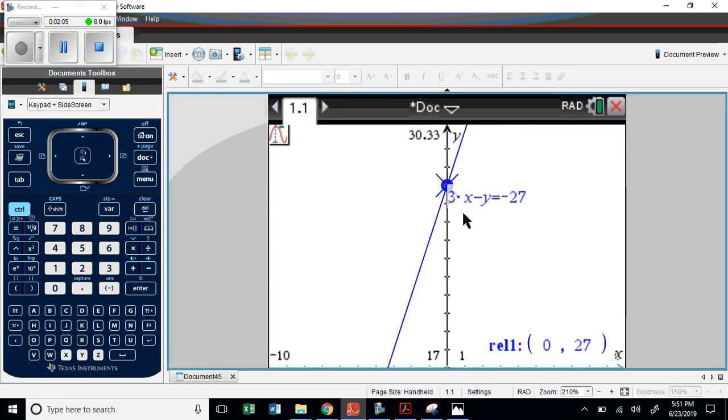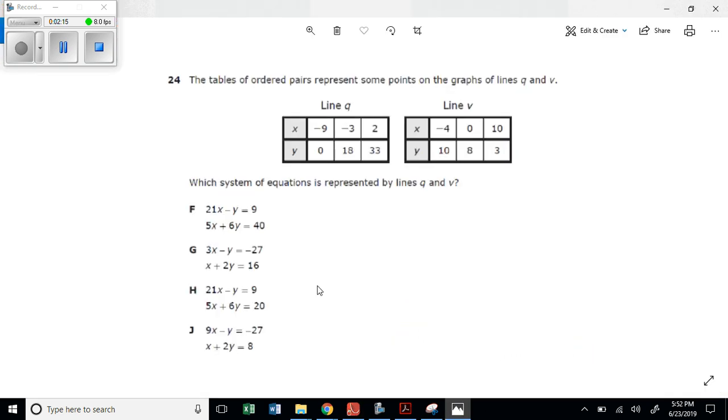Graph trace goes to our line, and it starts at the y-intercept. When x is 0, our corresponding y value is 27. If we go back and look at our table for option G, we're looking at when x is negative 9, y is 0. When x is negative 3, y is 18. When x is 2, y is 33. So let's go to our calculator and check those.